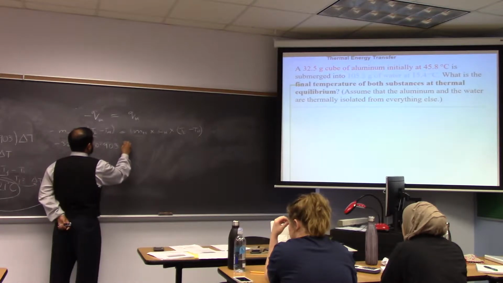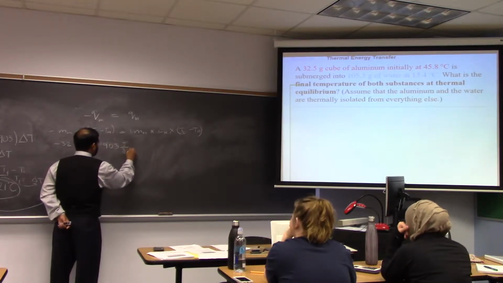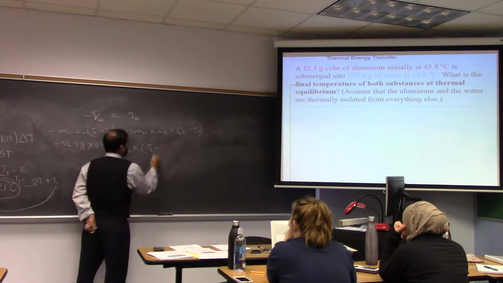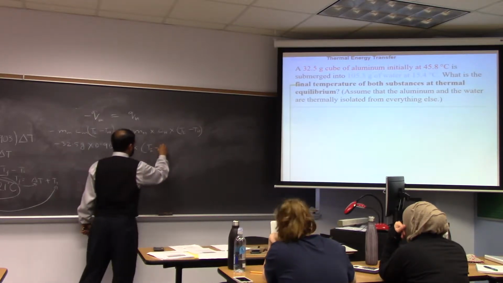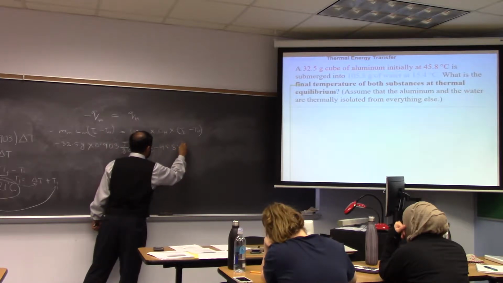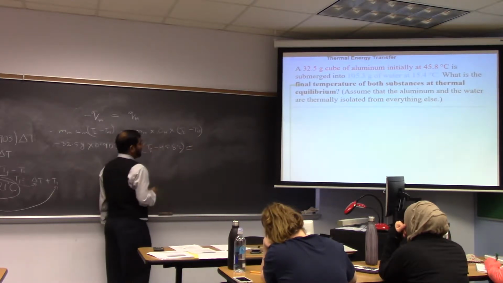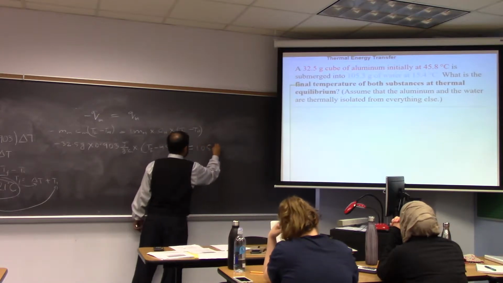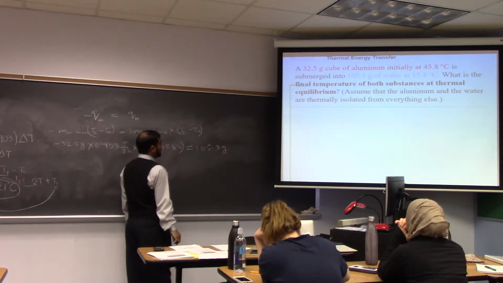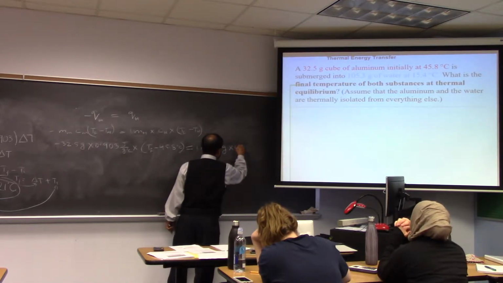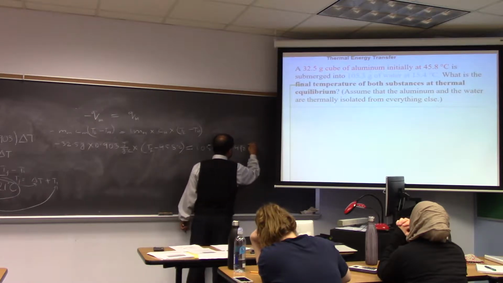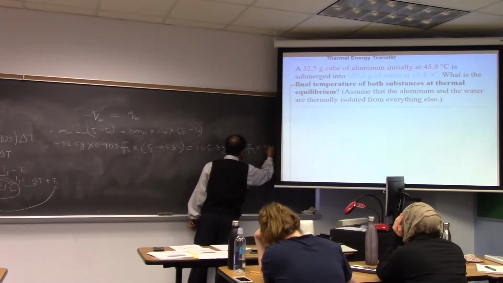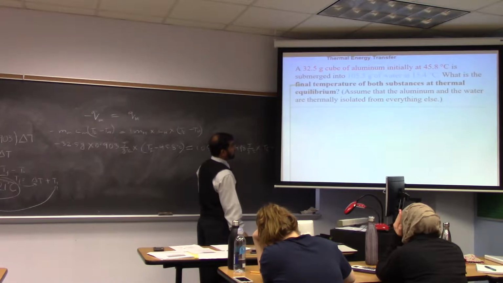0.903 joule per gram per degree centigrade times T of final minus T of aluminum, which is 45.8, is equal to the mass of aluminum, 105.3 grams, times the specific heat capacity of water, 4.18 joule per gram per degree centigrade, times TF, which is the same for all, minus T of water, which is 15.4.